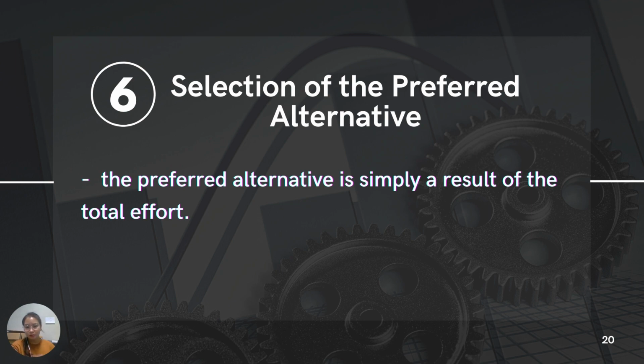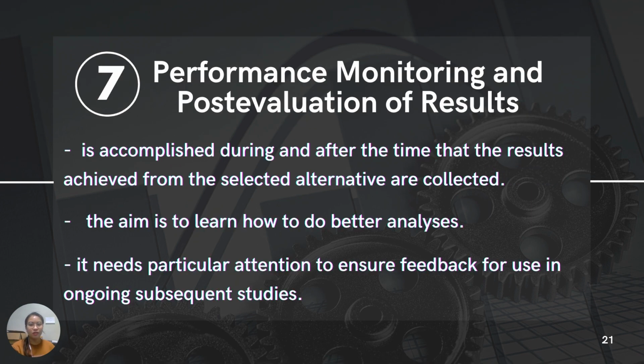And lastly, number 7 is the performance monitoring and post-evaluation of results. So, this final step is accomplished during and after the time that the results achieved from the selected alternative are collected. Monitoring project performance during its operational phase improves the achievement of related goals and objectives and reduces the variability in desired results.